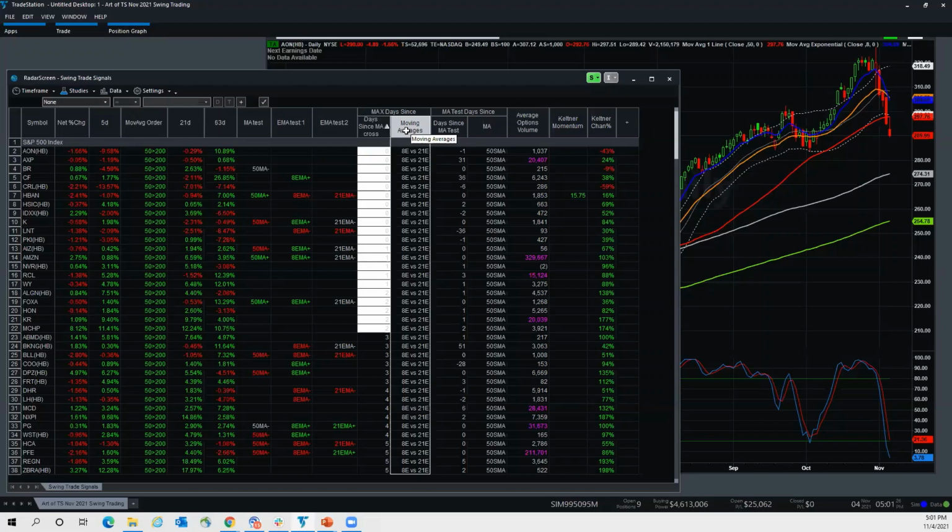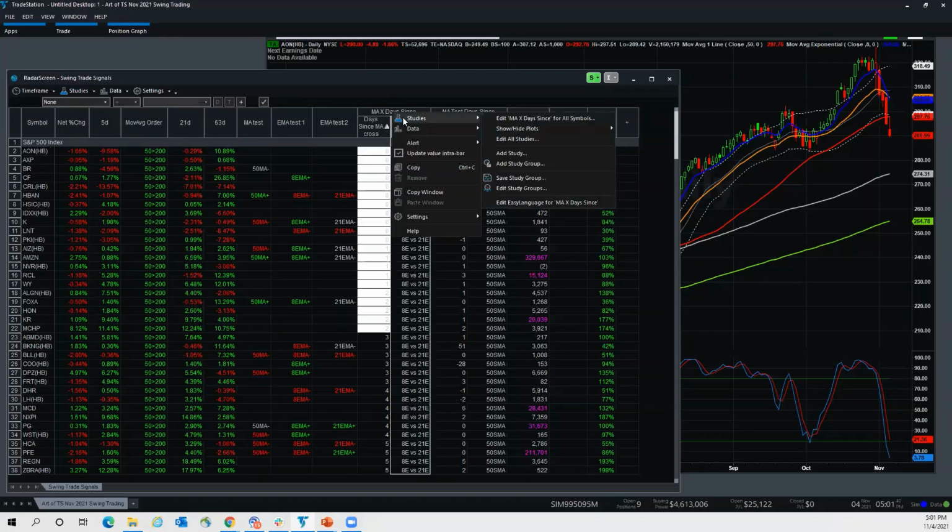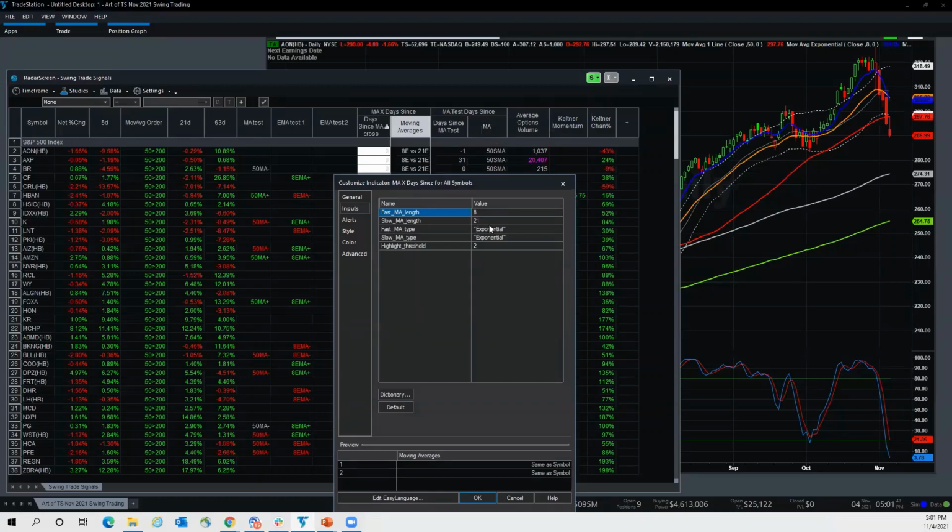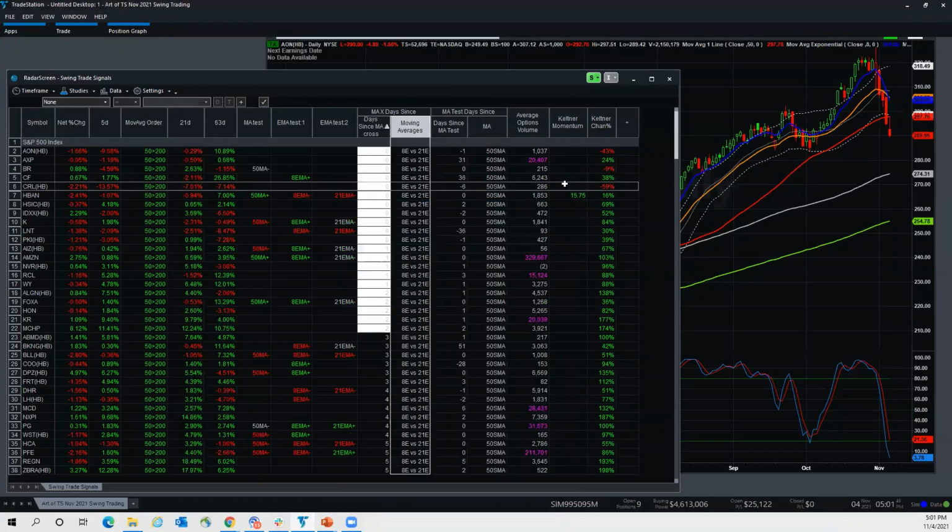I know some people trade the 5-day simple against the 20-day simple. You could set the 50-day simple against the 200-day simple, and it would just say 50S versus 200S. If you go ahead and change it, I'm not going to do that, but you would do it by going to studies, edit, and there are your inputs that you would change. Just make sure you spell simple and exponential correctly.